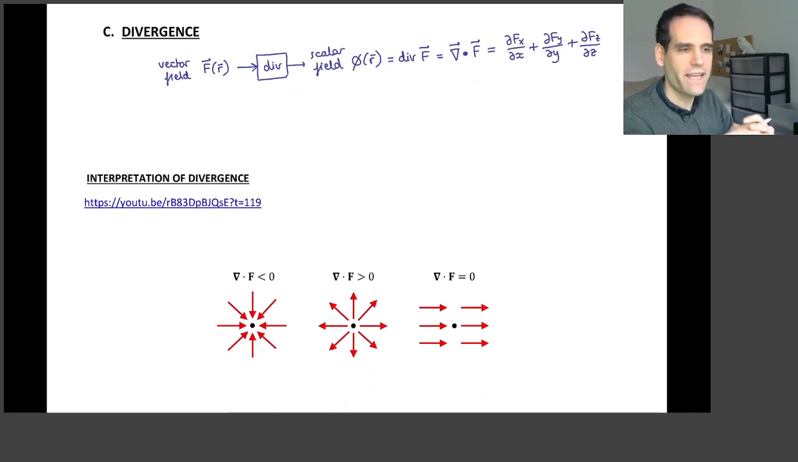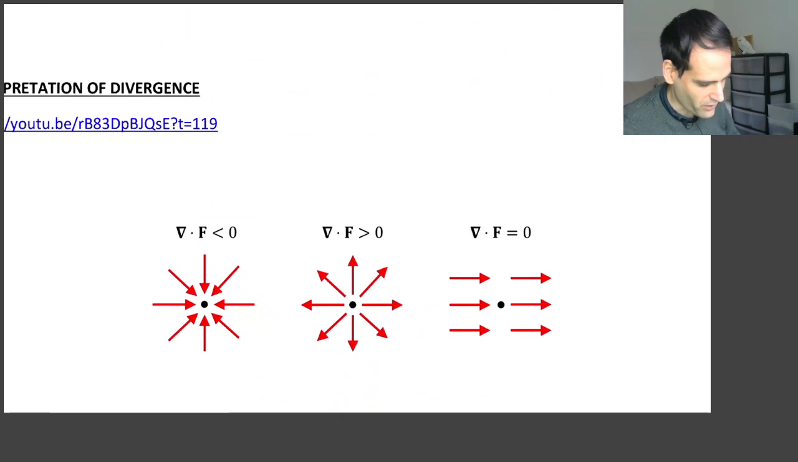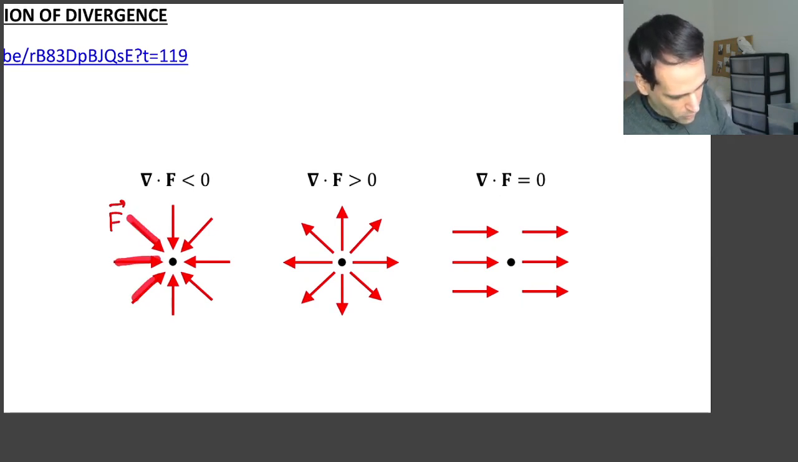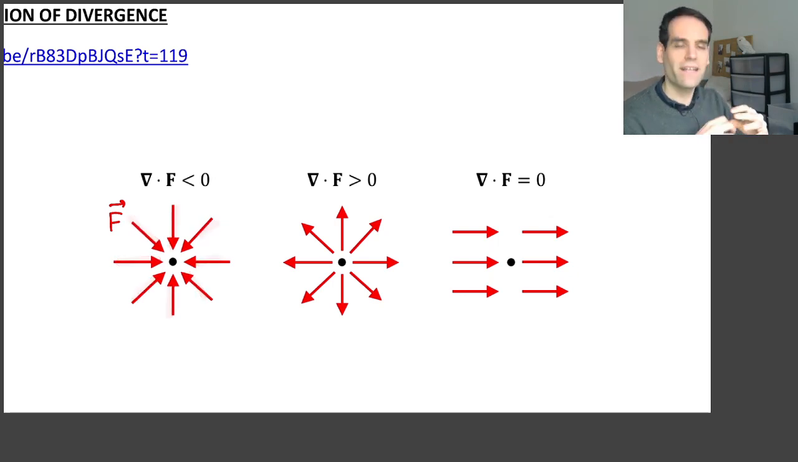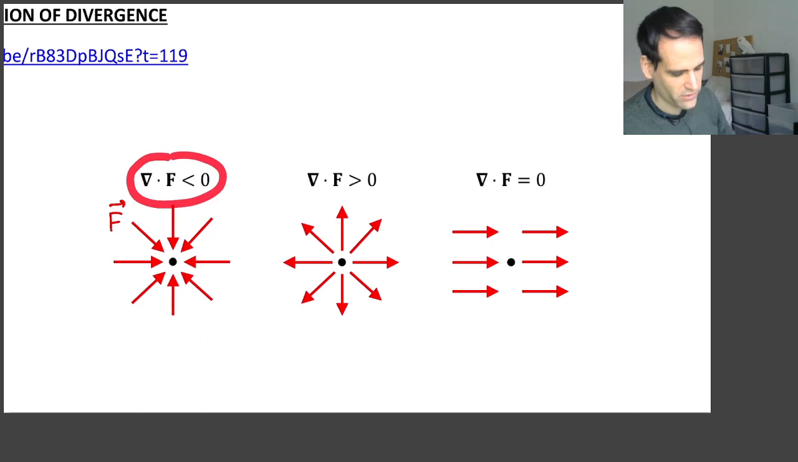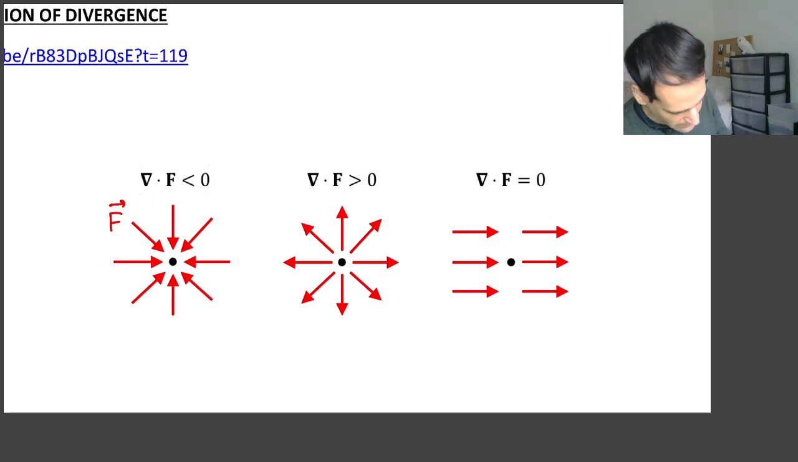So I already gave you a link to a YouTube video that does a beautiful interpretation of this, but to summarize very quickly, if the vector field F, which is represented by these red arrows, seems to be flowing into a given point, so now you can imagine vector F as being a fluid flow, so the flow of water. So if water seems to be accumulating at some point or disappearing at this point, then this is associated with a negative divergence, okay? And this is often called a sink.